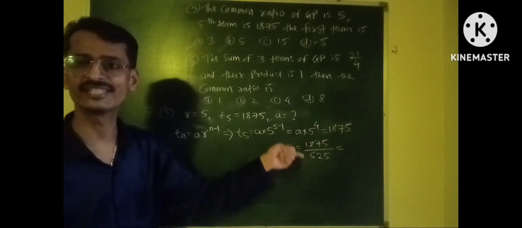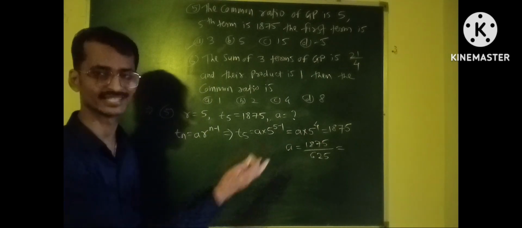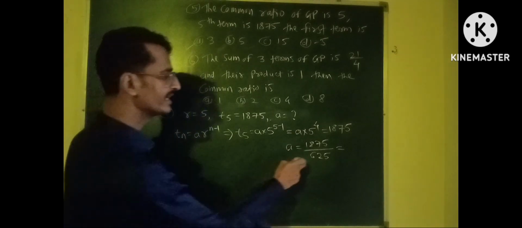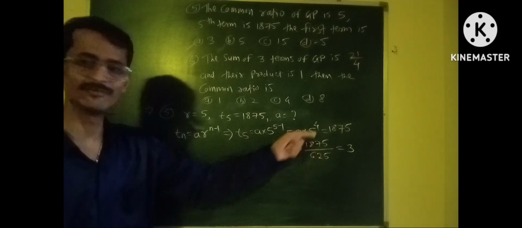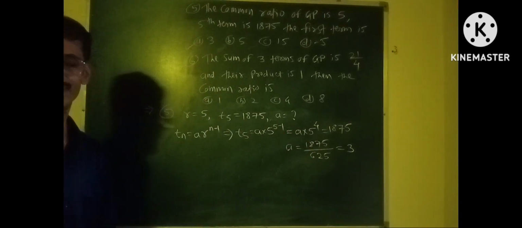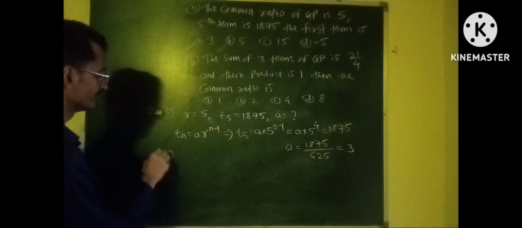So this is simple: 6 3s are 18, 25 3s are 75. You can divide step by step, first divide by 5 or divide by 25. So here you will get the answer 3. It is clearly 625 times 3, so the answer is 3. So the answer is this A, that is 3. Next, question number 6.